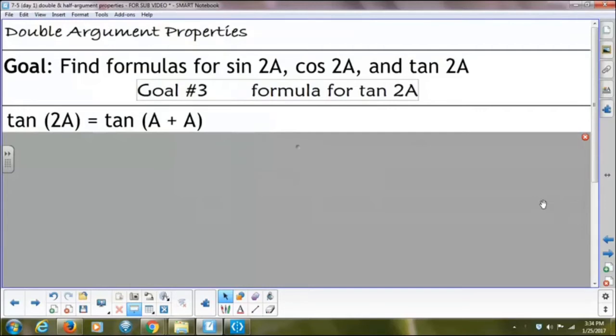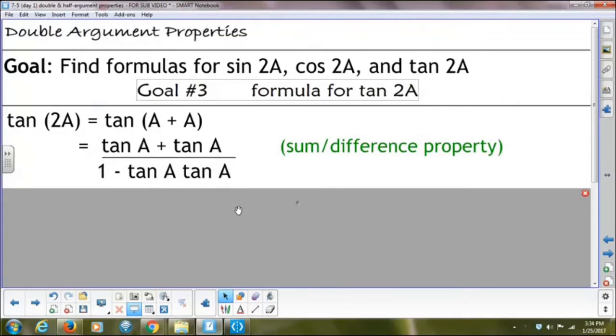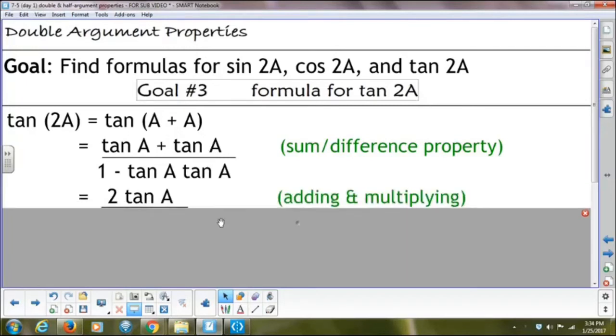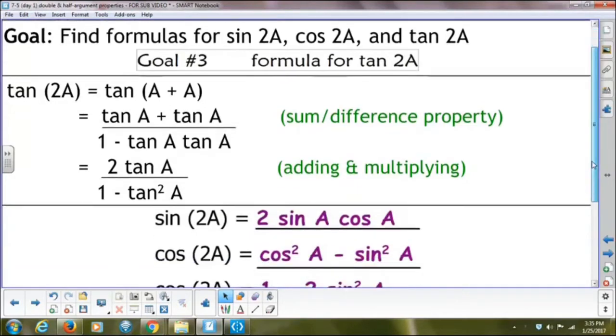Okay, so now we are going to find the double argument for tangent. So same idea. We know 2a is a plus a, and our chant for tangent is tan, tan, 1 tan, tan. And if you notice, we have tangent of a plus tangent of a. So that's going to be 2 tangent of a. And then in the denominator, we've got tangent of a times tangent of a. So that's going to be 1 minus tangent squared of a. And that's actually it. That is your double argument for tangent.